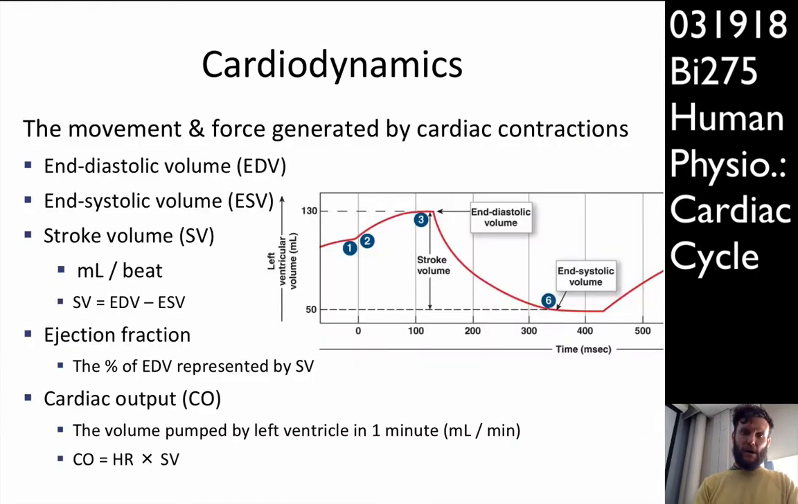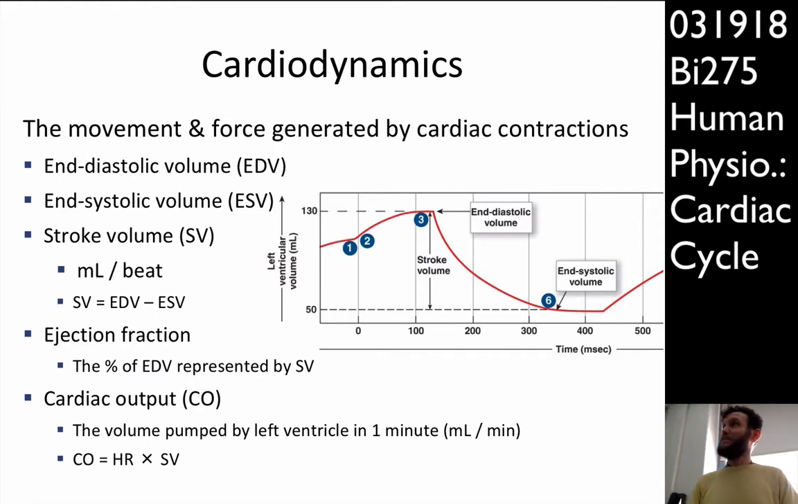All right. So I have a minute here. This is where I was going to start next time, and I'll just preface it today to make it easier next time. All of this can lead us to cardiodynamics, and that is simply a study of the movement and force generated by the cardiac contractions.